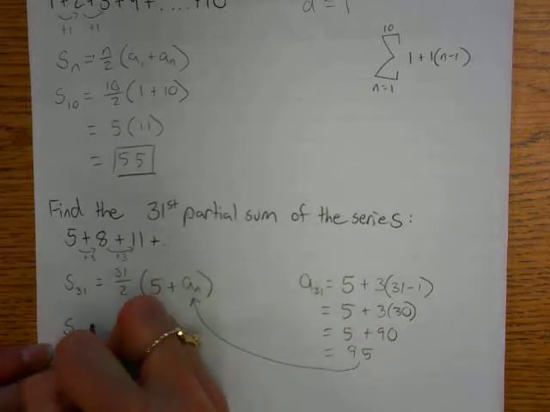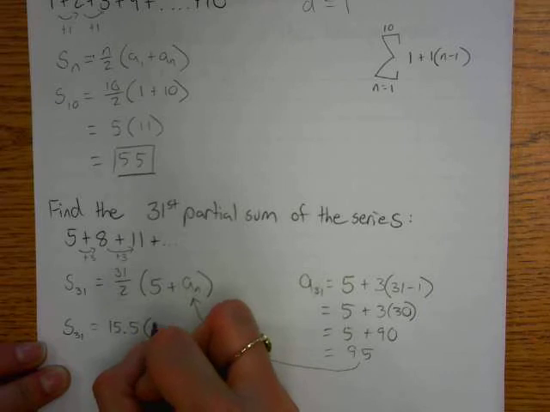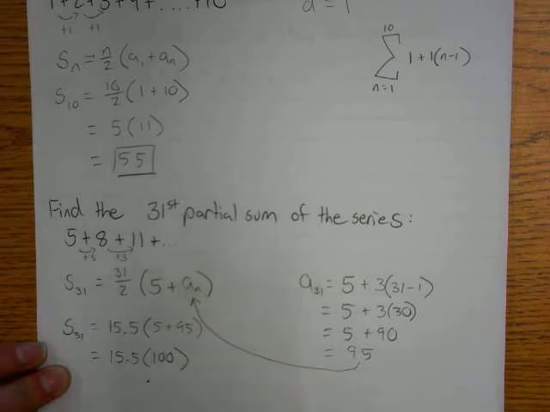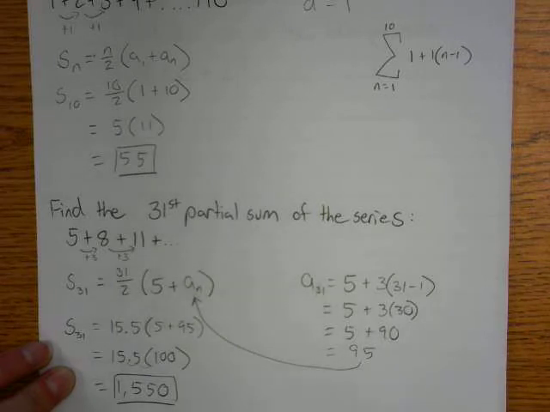So the 31st partial sum would be 31 over 2, or 15.5, times 5 plus 95. 5 plus 95 is 100, and 100 times 15.5 would just move that decimal place 2 places, so we'd have 1,550 as our total sum.